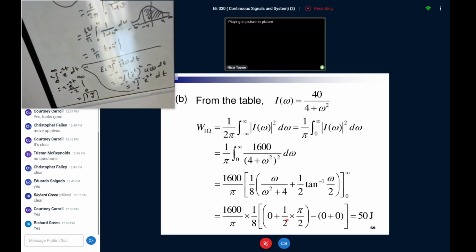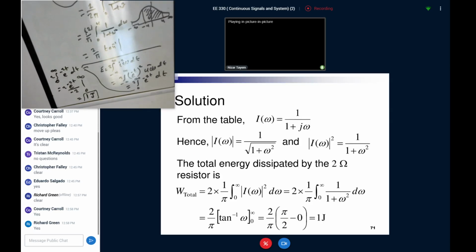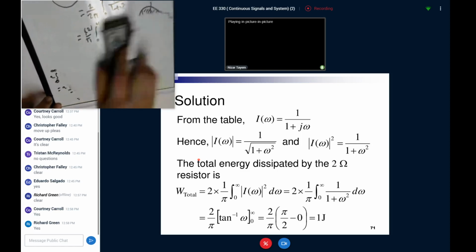So again, it's easier to find the energy using the time domain rather than using the frequency domain, okay? We used this slide to show how to find the energy in the frequency domain, but the time domain is easier. Now we know the energy of the signal, which is 1 joule. So we go back here again.